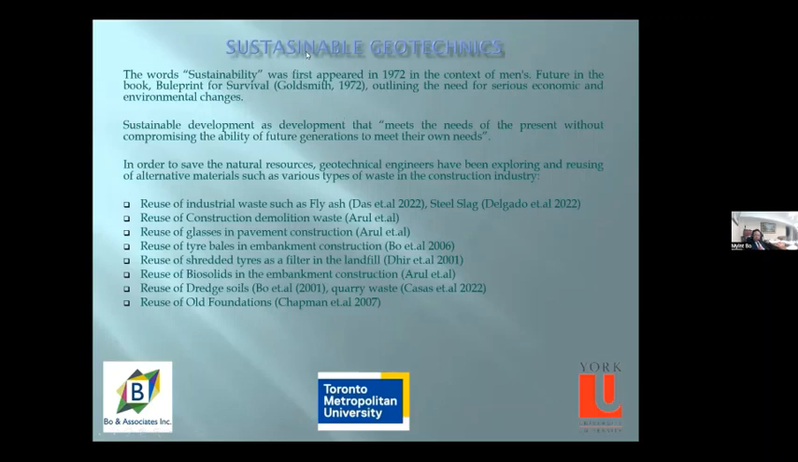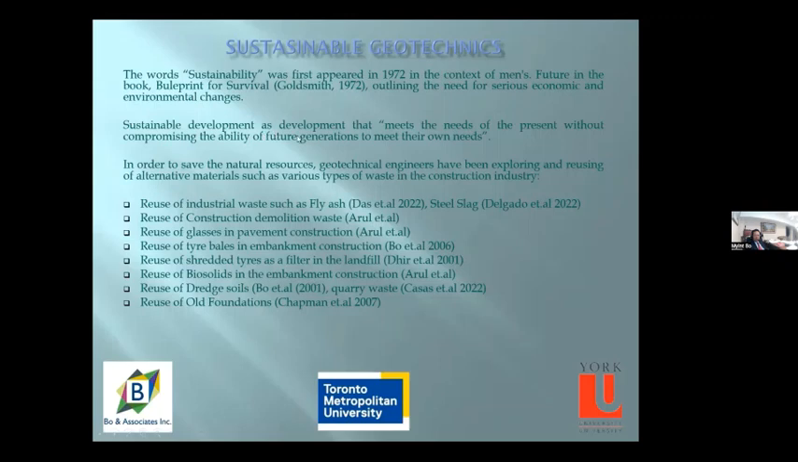From a sustainability point of view, geotechnical engineers are involved. Sustainability first appeared in 1972 in the context of man's future in the book named Blueprint for Survival by Goldsmith in 1972, outlining the need for serious economic and environmental changes.